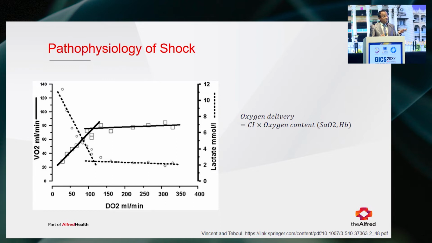Conversely, if the oxygen demand of the tissues is high and the body is not able to meet that demand, then the body goes into shock, the cells go into shock. And when this happens, the oxygen consumption is determined by the oxygen delivery. And this is below a critical point, which is the critical DO2 level. And once the oxygen delivery goes below that point, the lactate levels, which is shown using the intermittent lines, start going up. That is because of the cells switching from aerobic metabolism to anaerobic metabolism.